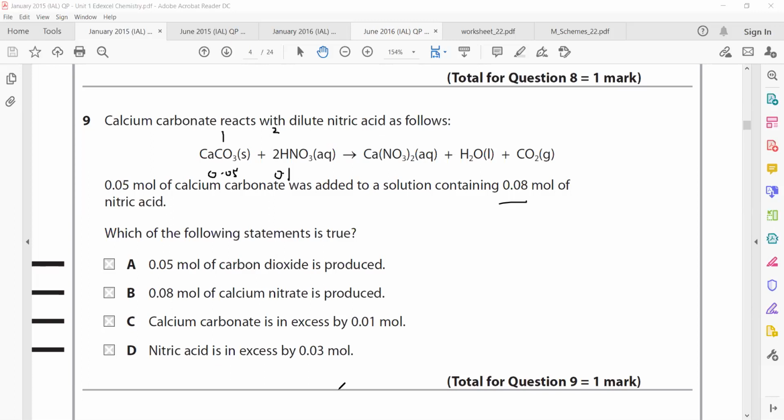When you check, you always check from the limiting reagent, so that is wrong, because nitric acid and carbon dioxide, the ratio is 2 to 1. And how many moles of nitric acid do we have? 0.08. So how many moles of carbon dioxide will there be? X. When I cross multiply, 0.08 divided by 2, I will get 0.04. So this statement is not correct.